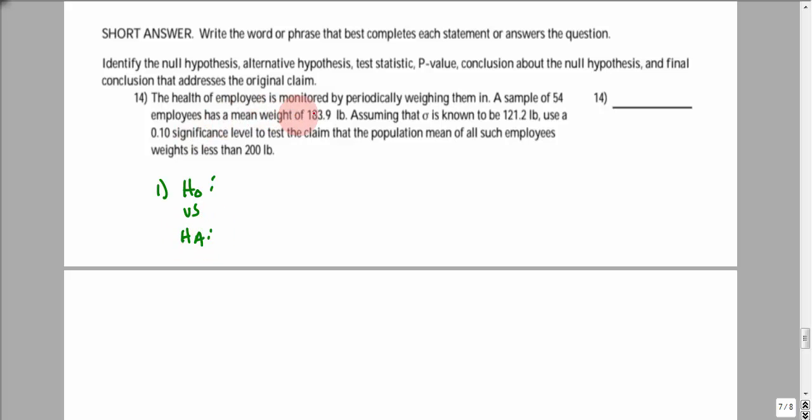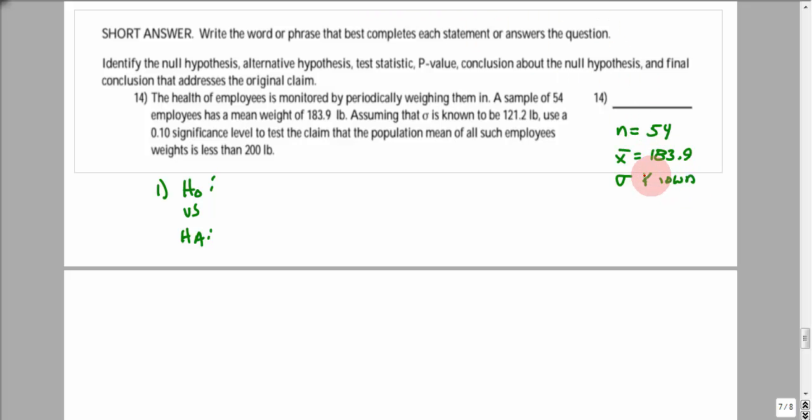So it says the health of employees is monitored periodically by weighing them in. A sample of 54 employees. Okay, so we have n equals 54. I'll kind of sketch these out over here. Has a mean weight of 183.9 pounds. Assuming that sigma is known, I guess I don't need to write known, I can just go ahead and put in the value here. So let's assume sigma is known and it's 121.2 pounds.